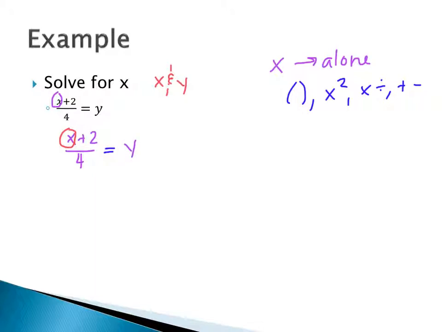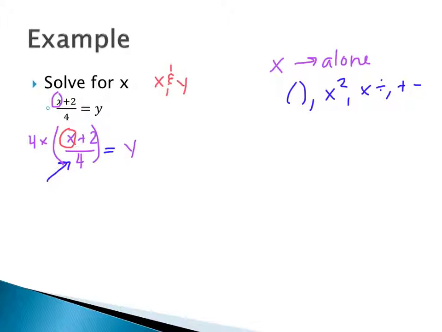So to get x by itself, the first thing I want to get rid of is the divided by 4. Okay? I can't really do anything with the x plus 2. I can't get x by itself if I have it divided by 4. So the first thing we're going to do to get rid of this is take both sides of the equation, just like we did in the previous example, and to get rid of divided by 4, I am going to multiply by 4.